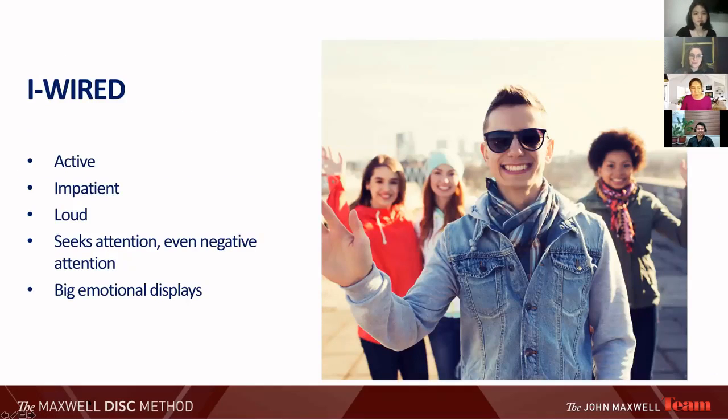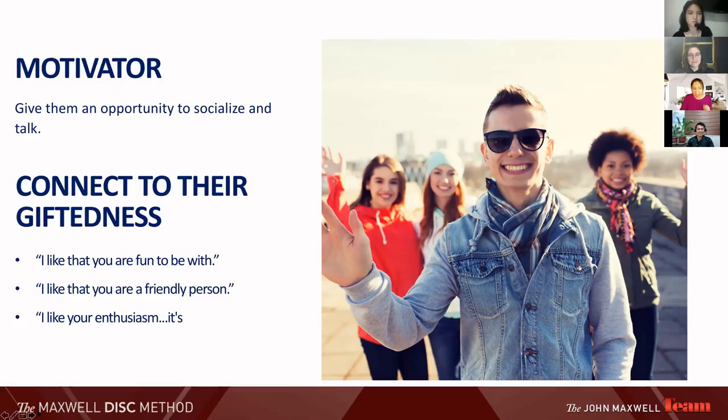And for the I-wired person, this person is very active and sometimes impatient, loud. This person seeks attention, even negative attention sometimes. And this person has a big emotional display. So how do you deal with someone who is I-wired? How do you motivate this type of person? Give this person an opportunity to socialize and talk. So if you're a teacher, you're not the only one speaking. Allow that person to talk, to tell stories.